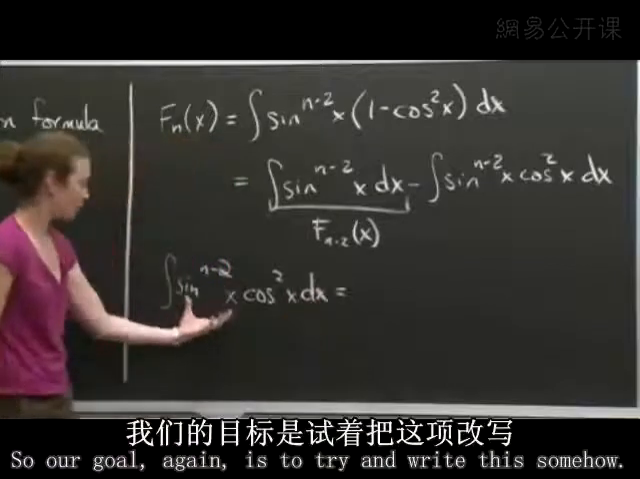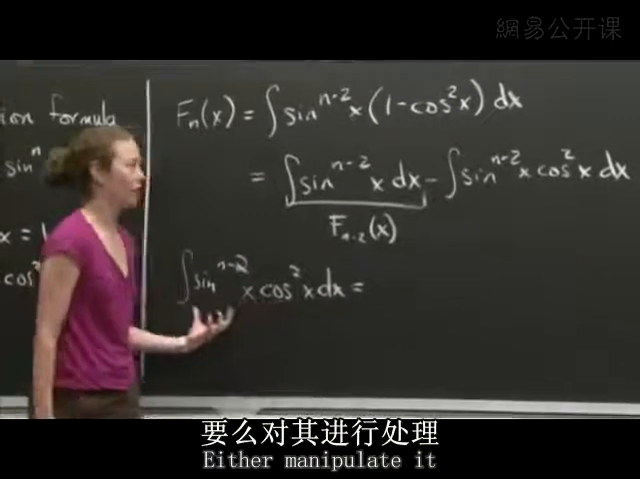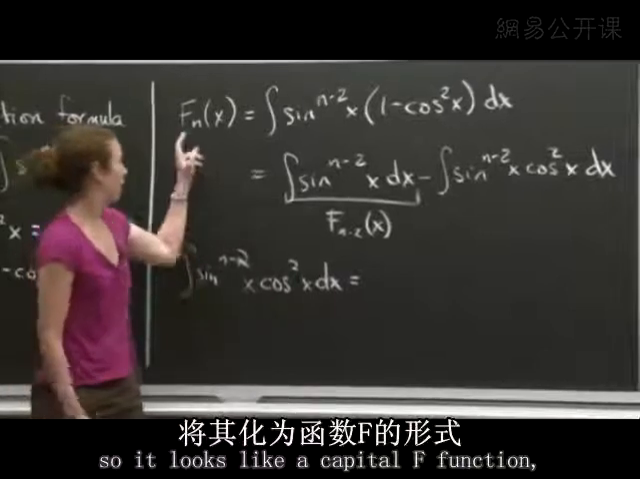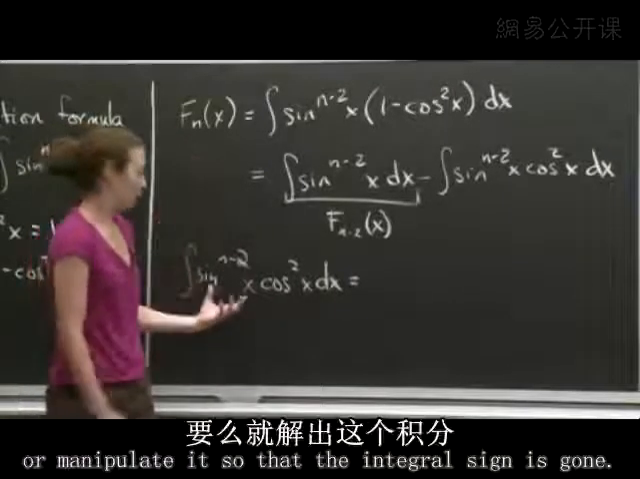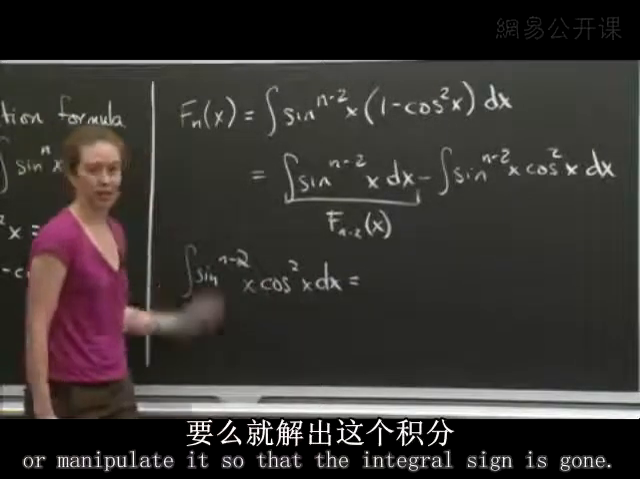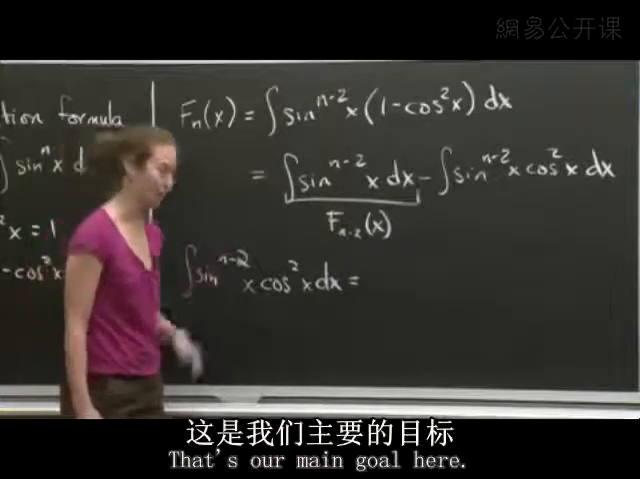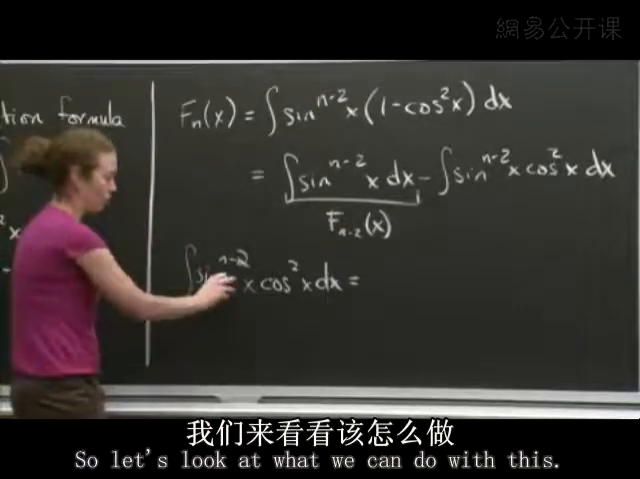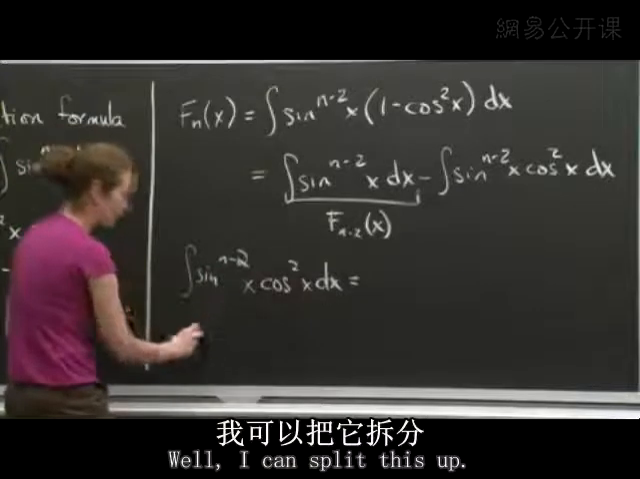So our goal, again, is to try and either manipulate this so it looks like a capital F function or manipulate it so that the integral sign is gone. Okay, that's our main goal here. So let's look at what we can do with this. Well, I can split this up.